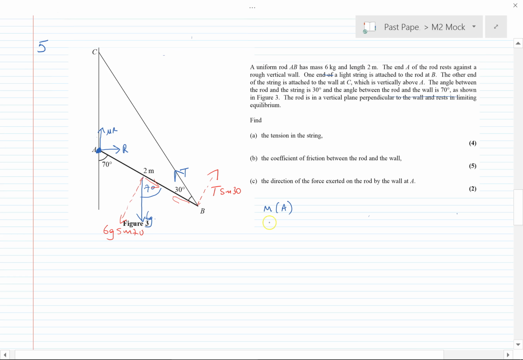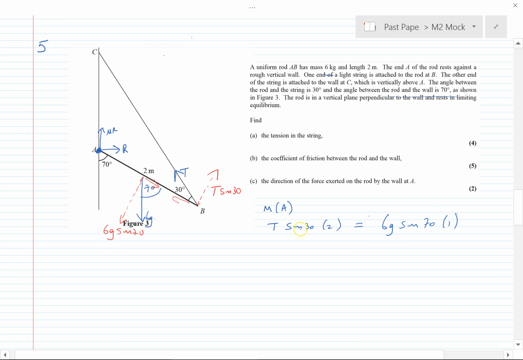So the moments equation is T, this is the anti-clockwise bit, sine 30 times 2. Don't forget to times by the distance. So often students forget to times by the distance, which is penalised quite heavily. And plus 6, this force, equals 6g sine 70 times 1. I still put the 1 there to have the dimensions of force times a distance, to make it clear it's a moments equation.